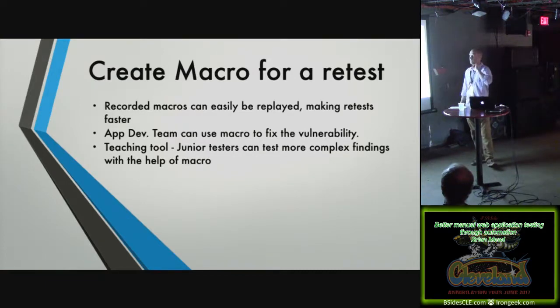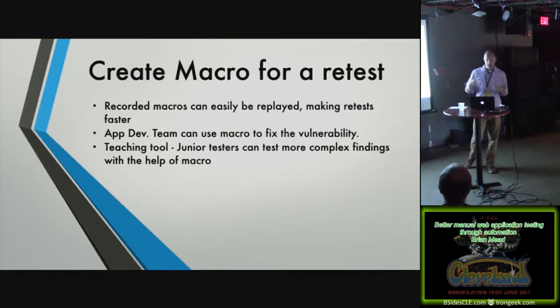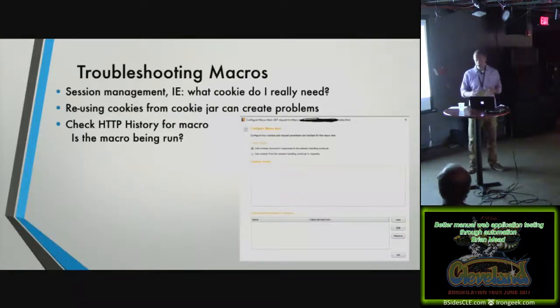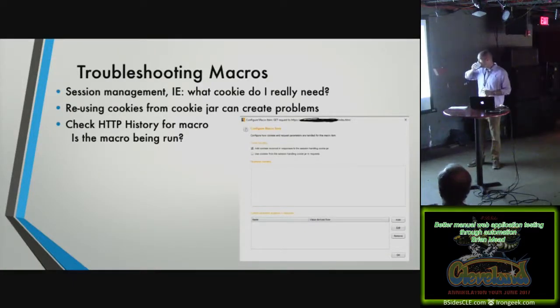So you can have the senior tester create this macro, and then for a retest, when the application team patches the vulnerability, you can give that macro to a junior tester, and it makes it a lot easier for them to replay that traffic and retest it.